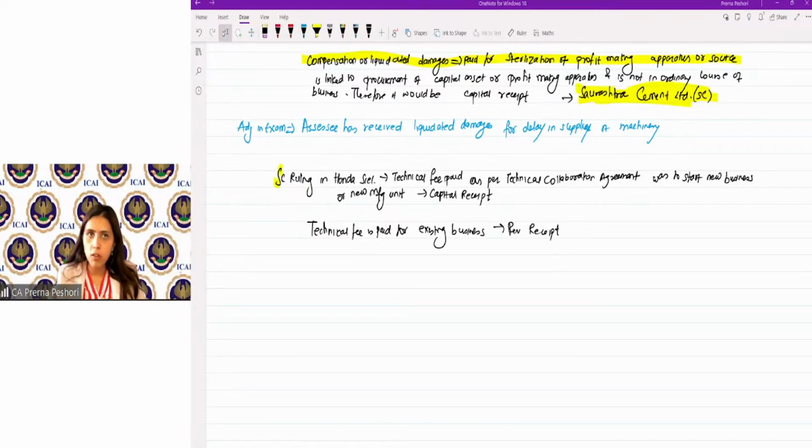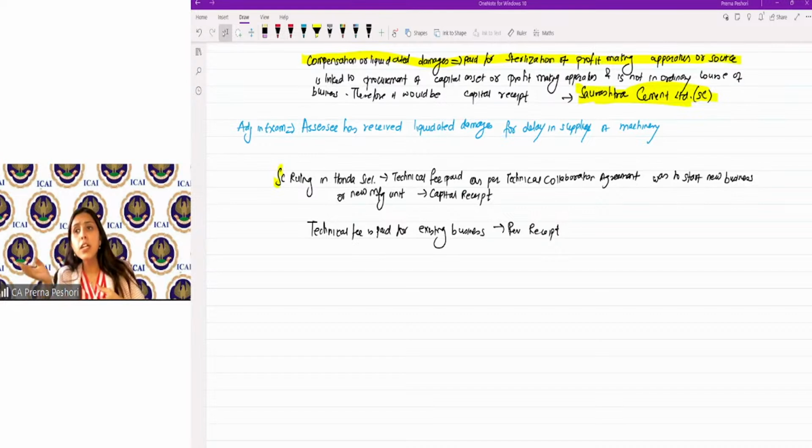Then we went ahead and started talking about the charging section, which is Section 4 of the Income Tax Act, which says that the total income of a person of a previous year shall be charged or assessed to tax at the rates in the next assessment year. And we saw the meaning of total income. It is as per Section 2(45), which is the total amount of income specified in Section 5 and computed as per the provisions of the Act, right?